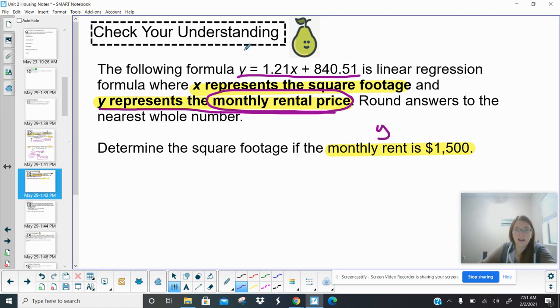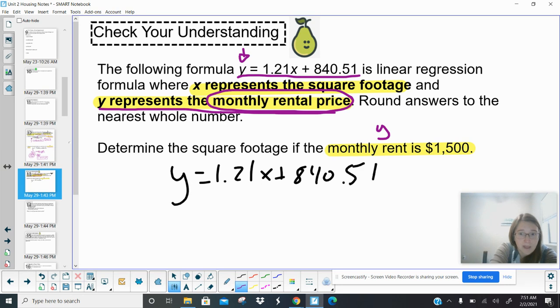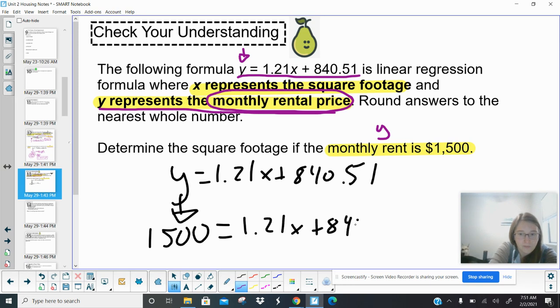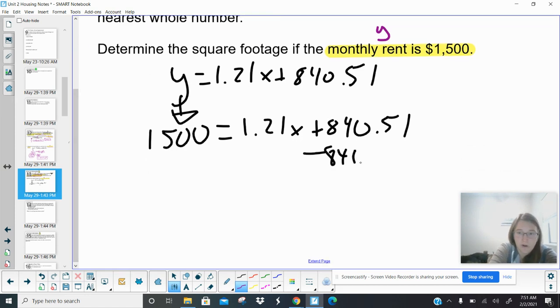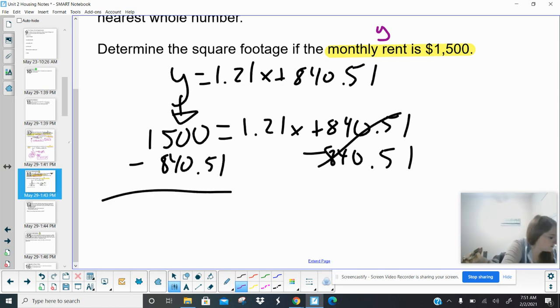No, it's going to go in right here, and we have to move stuff around and solve for X, right? So I'm going to copy this down. Y equals 1.21X plus 840.51. I'm plugging in for Y, so that's where the 1,500 goes. I'm going to subtract that 840 over because I can't touch the 1.21 yet. We got 1,500 minus 840.51.